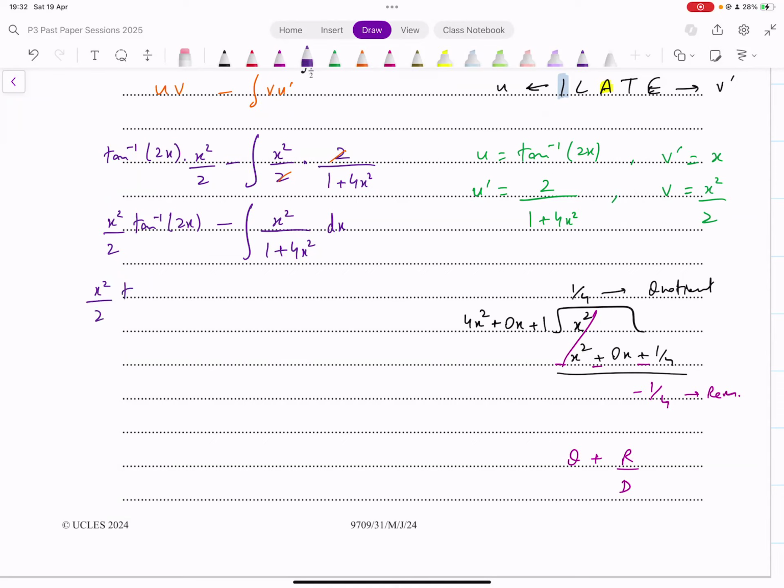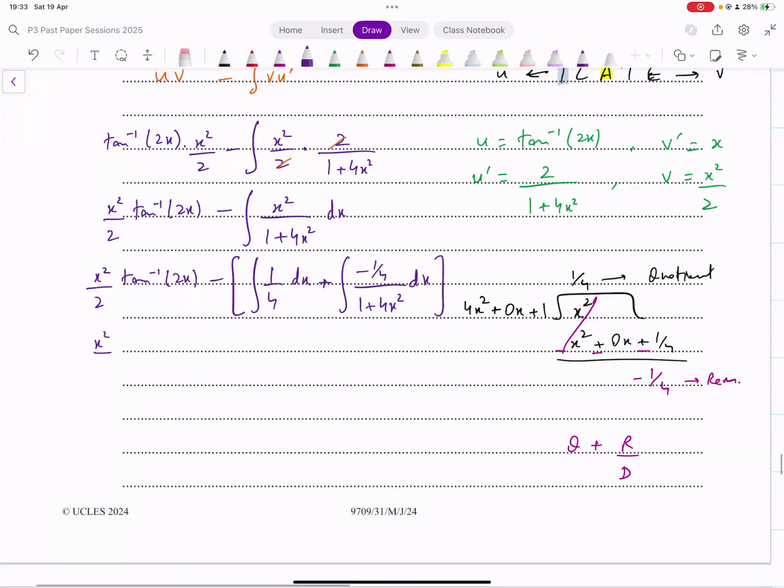X squared over 2 into tan inverse of 2x minus. Let's split it into two parts. Quotient plus remainder over divisor. How does that work? Quotient is 1 over 4. You integrate that separately. Plus remainder over divisor. What's the remainder? Remainder is minus 1 over 4 over the divisor, which is 1 plus 4x squared. You integrate this thing separately. Now, let's simplify that further.